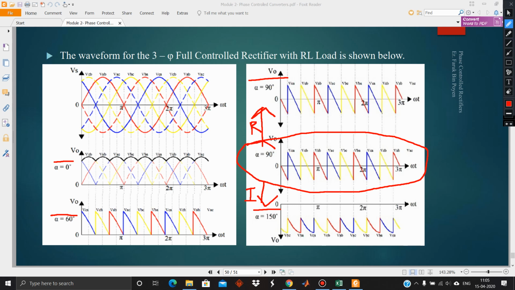So you can see that the output voltage waveform was on the positive axis. It is tending to move towards the zero axis, shifting downwards. Then it crosses the 90-degree axis. For alpha equal to 90 degree, it is crossing the zero axis, and for alpha equal to 150, it is entirely on the negative side of the y-axis. That means the output voltage is negative. That's why for alpha greater than 90 degree, it is working as an inverter. So this clarity has to be kept in mind.